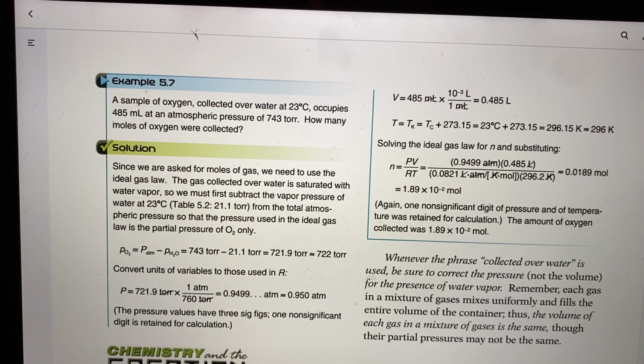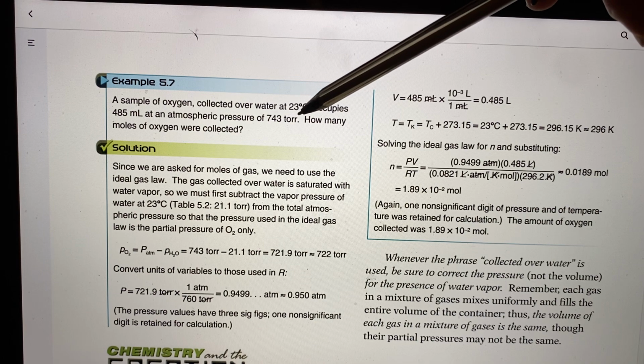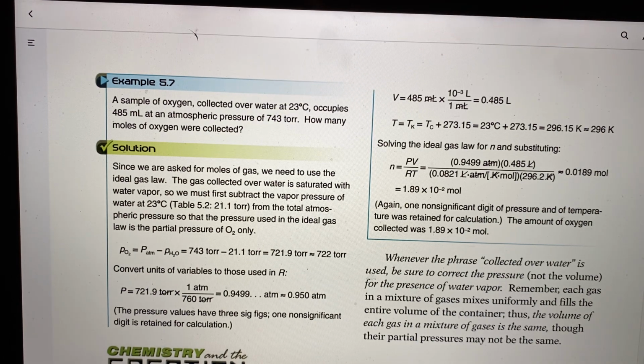So the sample of oxygen collected over water is at 23 degrees. This is going to be kind of complicated. I had a hard time going through this whole thing too. So the sample oxygen is going to be at 23 degrees centigrade, occupies 485 milliliters at an atmosphere pressure of 743 torr. How many moles of oxygen? So, you know, the moles of oxygen, which formula do we have to use? Well, what was the formula? We're going to have to find out.